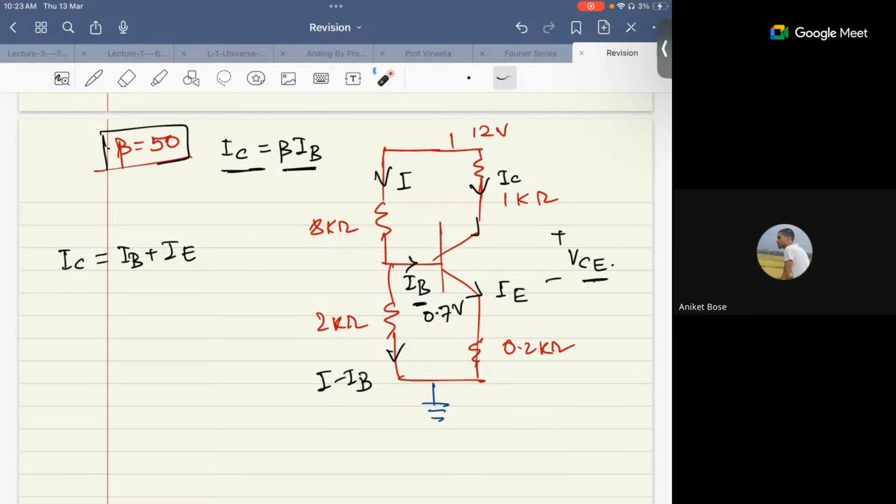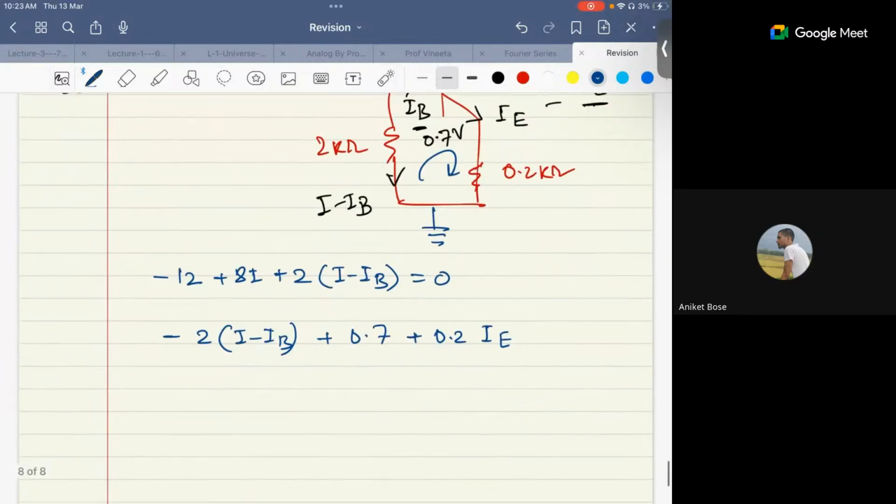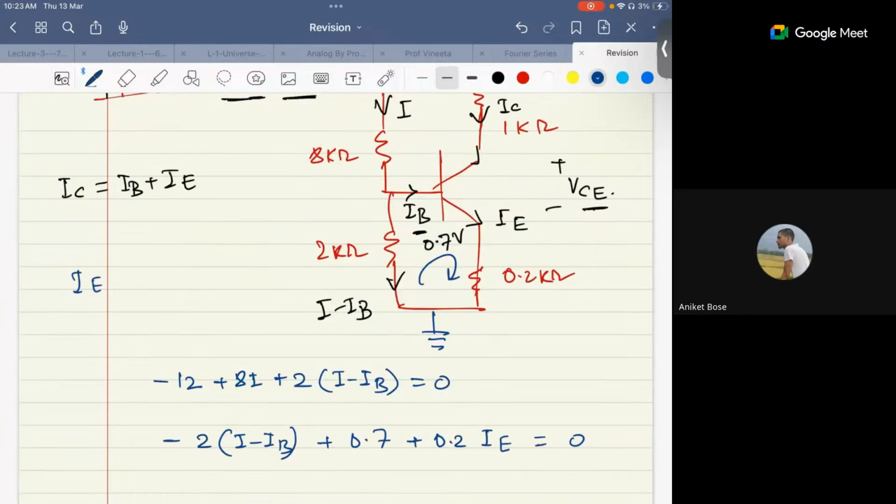So one equation you can write like this. What is the equation? Minus 12 plus 8I plus 2 times (I minus IB) equals 0. The other equation you can write here. What will be the value? Minus 2 times (I minus IB) plus 0.7 plus 0.2 times IE equals 0. How can you write IE in terms of IB?